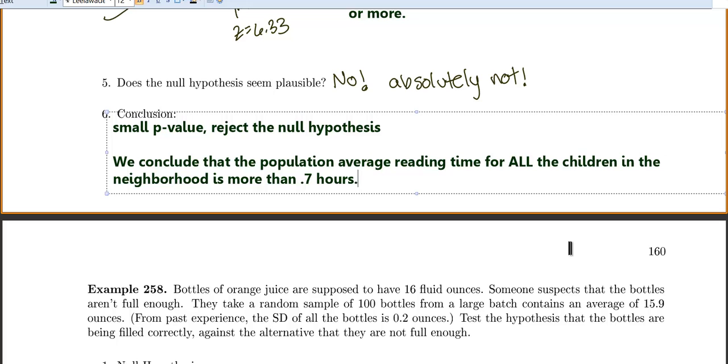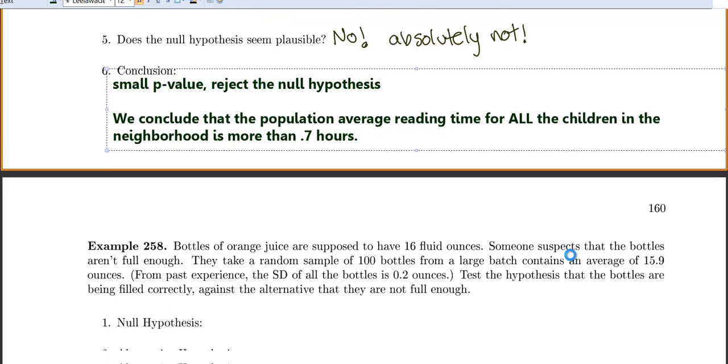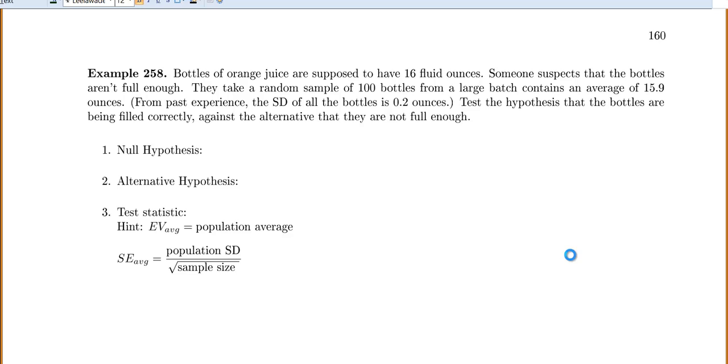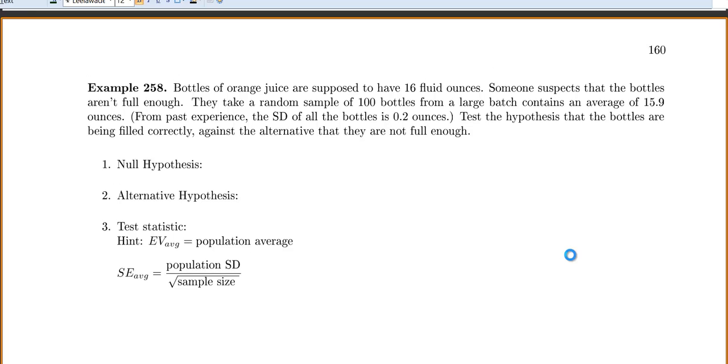So let's try our next example. Bottles of orange juice are supposed to have 16 fluid ounces. Someone suspects that the bottles aren't full enough, and they take a random sample of 100 bottles from a large batch that contains an average of 15.9 ounces. From past experience, the standard deviation of all the bottles is 0.2 ounces. Test the hypothesis that the bottles are being filled correctly against the alternative that they are not full enough.